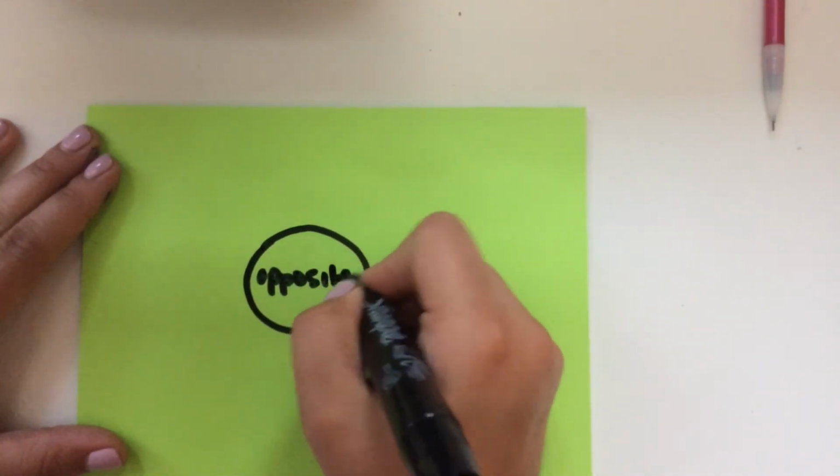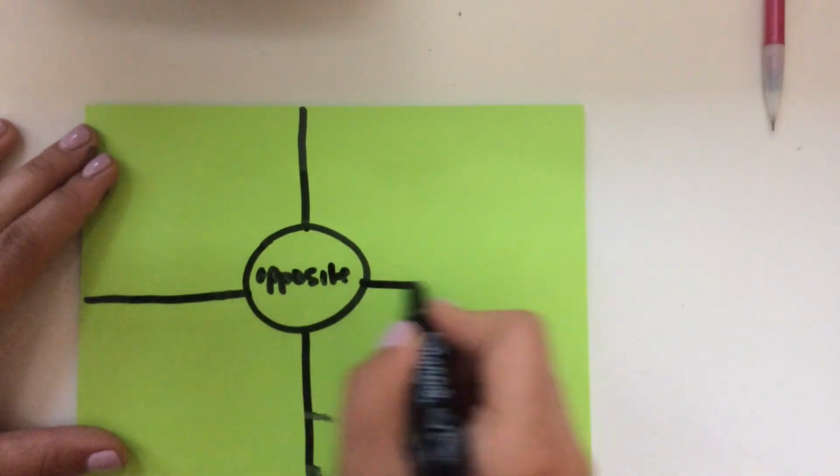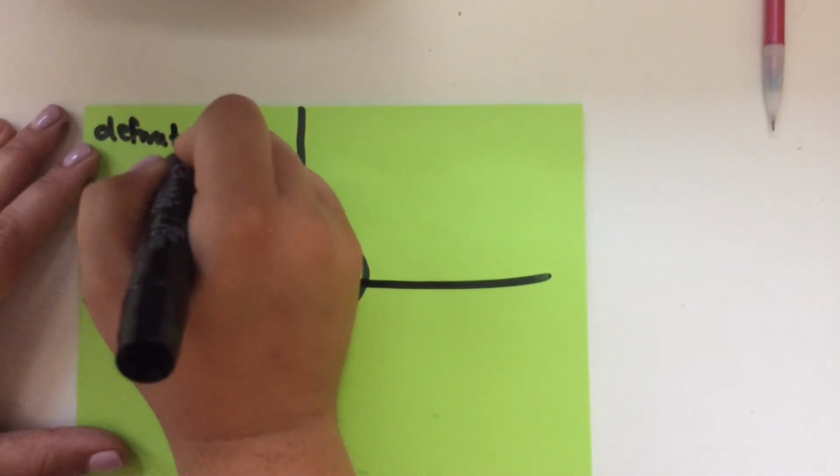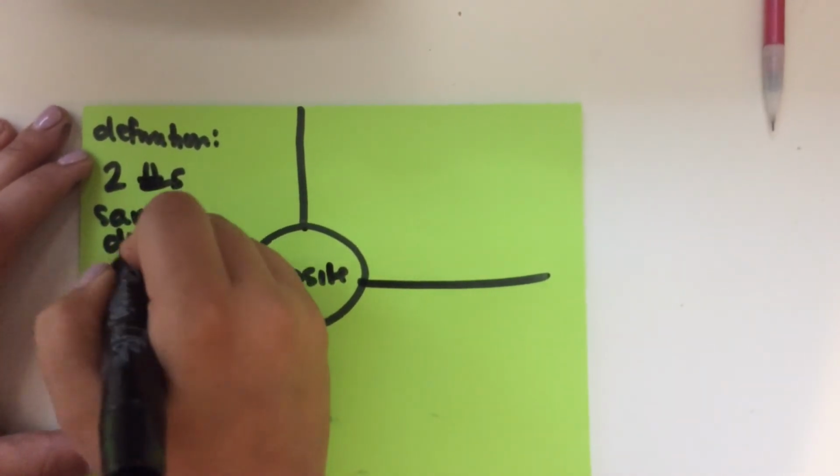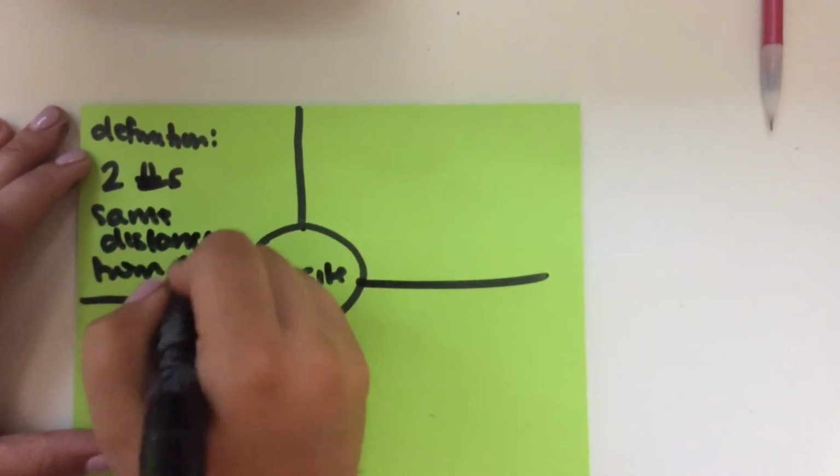Okay, last, turn to the page O in your glossary. Opposites. In math, when we're talking about opposites, the definition in the top left corner is two numbers that are the same distance from 0 on a number line.